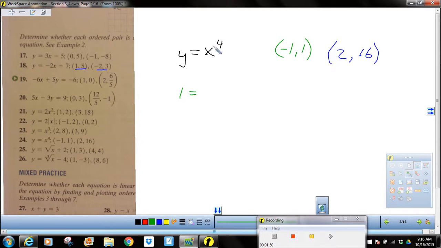when you substitute a negative 1 in with something with the exponent, make sure that you put some parentheses so that you know it's a negative number being raised to the 4th power, not just a negative 1 to the 4th. 1 to the 4th would be 1, and a negative 1 to the 4th would be negative 1. But this is negative 1 times negative 1 times negative 1 times negative 1, which turns out to be, just put my question mark there, positive 1, and that is equal to 1. So I can say negative 1, 1 is a solution.